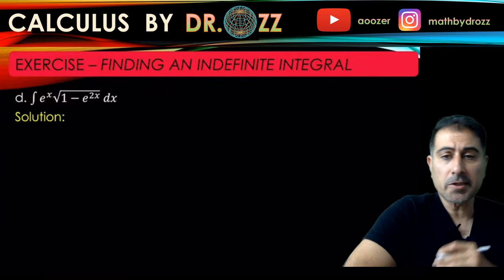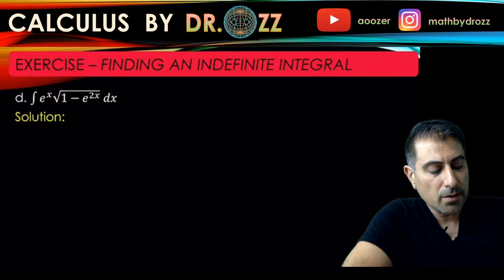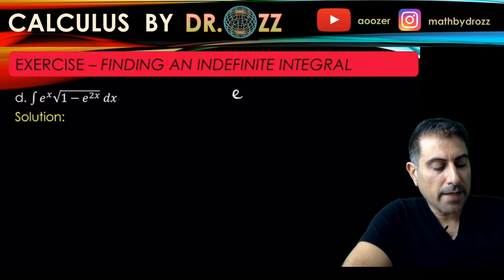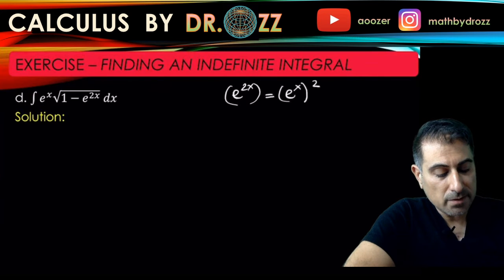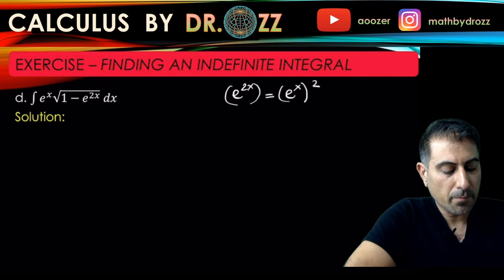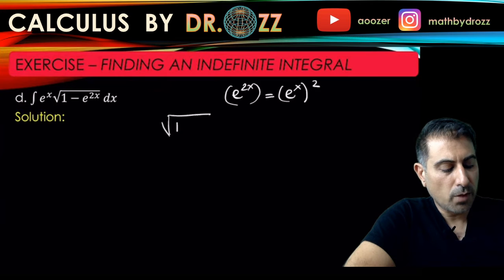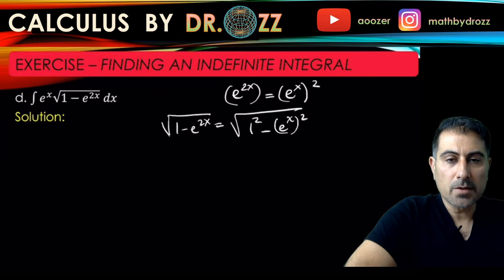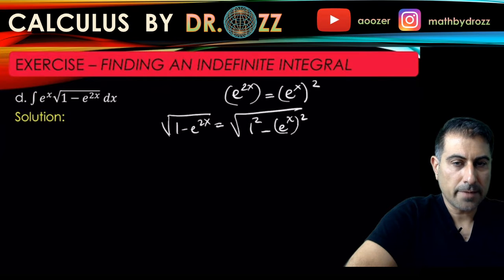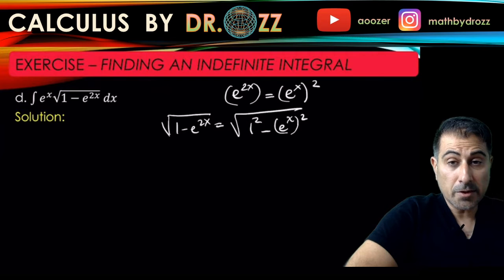So one observation here is that e to the 2x is e to the x quantity squared, right? So that makes this term 1 squared minus e to the x quantity squared. Okay? So it's a number squared minus e to the x squared.